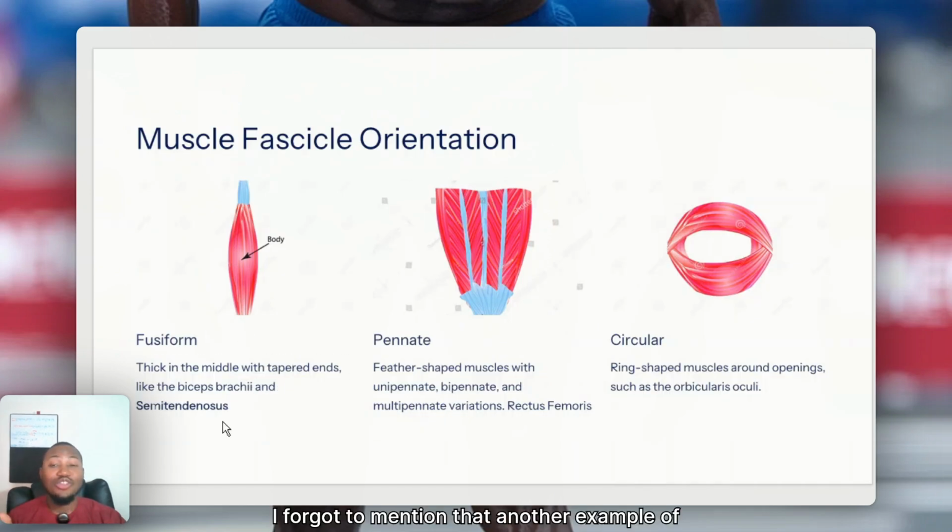Also, I forgot to mention that another example of fusiform is semitendinosus. It's even more common than the biceps brachii. So when you are remembering rectus femoris for pennate, always remember semitendinosus for what? Fusiform. Pennate, rectus femoris. Fusiform, semitendinosus.